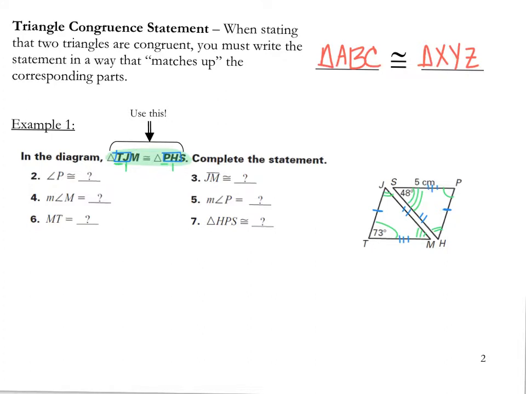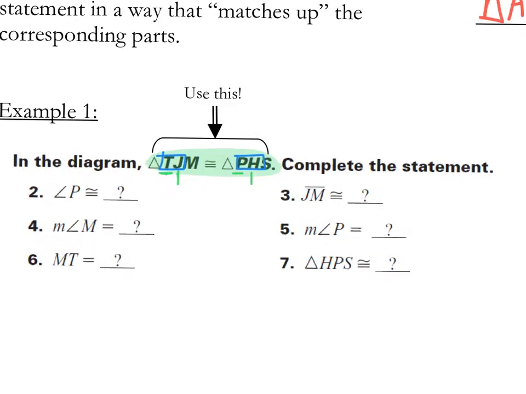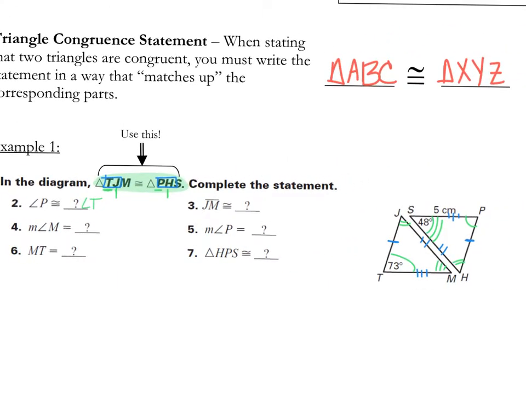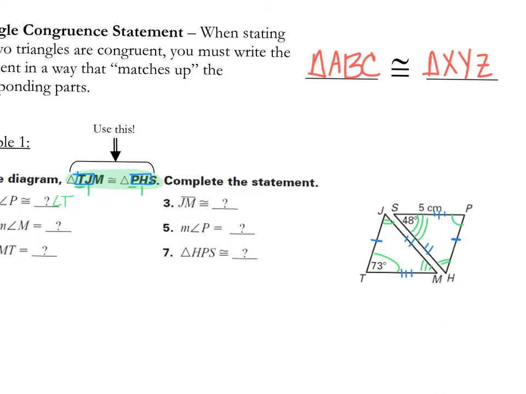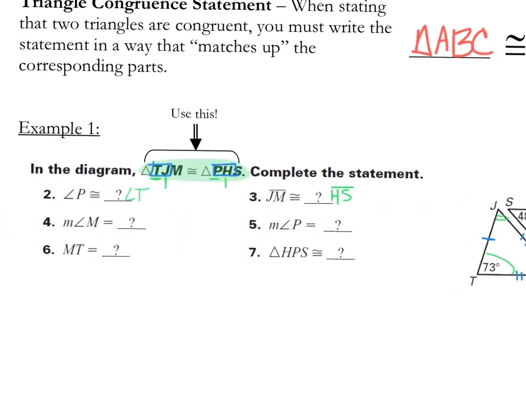congruence problems. So angle P is congruent to, so it doesn't say measure or anything, it just says that it's congruent, so that means that you need to find the angle that's congruent, which is T. So then I say angle T. Number 3 says JM is congruent to, and if I look at JM, it would be HS. And for these, I could just look at my congruent statement up here. I don't even have to look at my triangle.